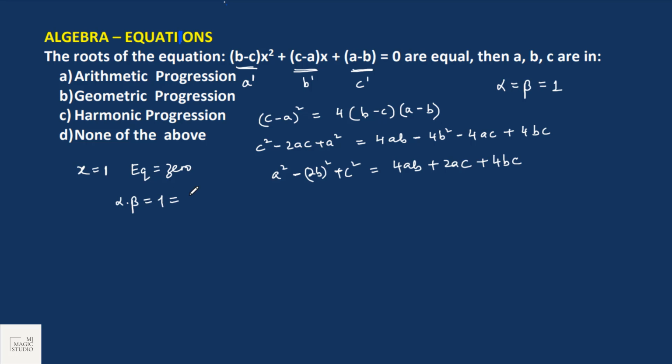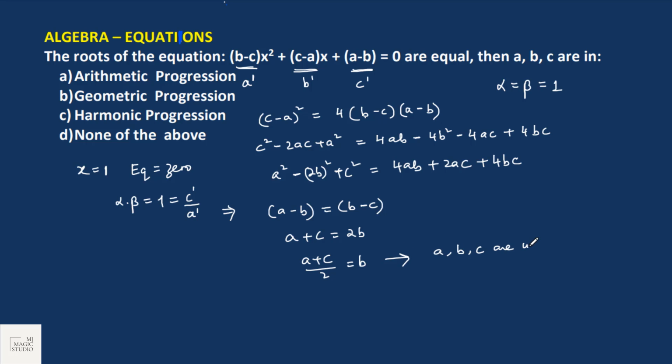That means product of the roots, alpha into beta, is equal to 1. That is equal to c dash by a dash. We can use this simply, directly. That means a minus b is equal to b minus c. This should happen. a plus c is equal to 2b. That means (a plus c) by 2 is equal to b. This implies that a, b, c are in AP, arithmetic progression.